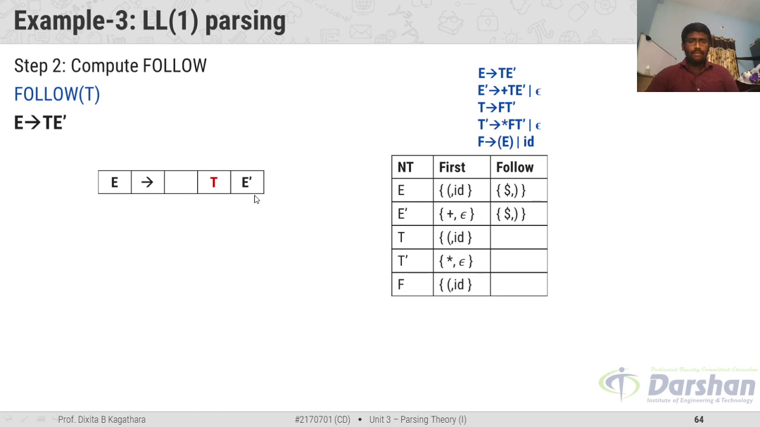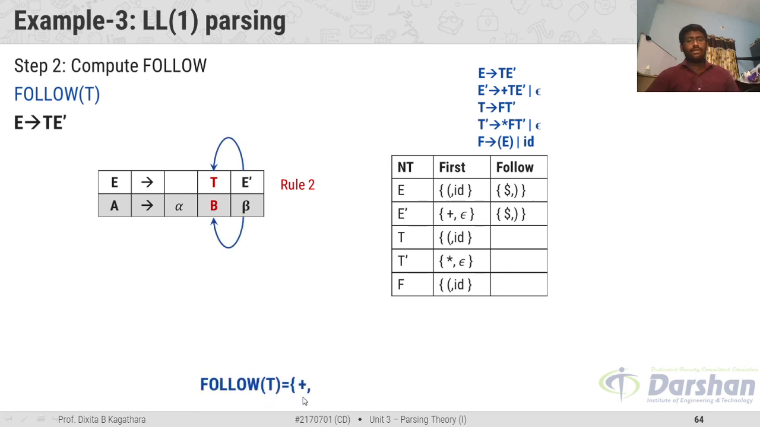So if it is a non-terminal, what I told you, we need to find out the first set of this non-terminal. What is the first set of non-terminal E dash? It is plus and epsilon. If it is plus, that is a terminal, so we can easily place this plus symbol into the follow set of T.